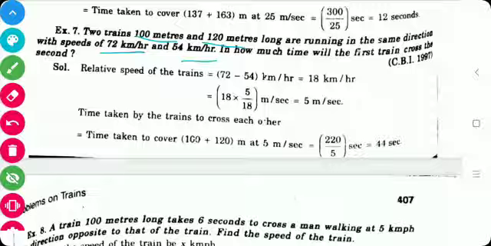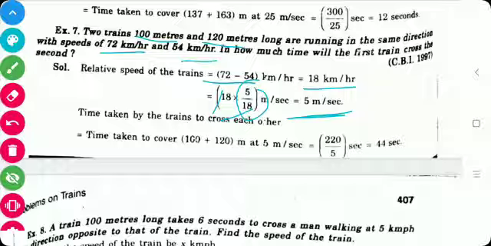So here the trains are running in the same direction. So the relative speed is the subtraction of the speeds. So it is 72 minus 54, which is 18 km per hour. So we have to convert this kilometer per hour into meter per second. So multiply 18 by 5 by 18. So it is 5 meter per second, as 18 is cancelled. So it is 5 meter per second.